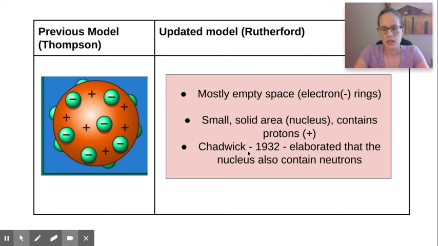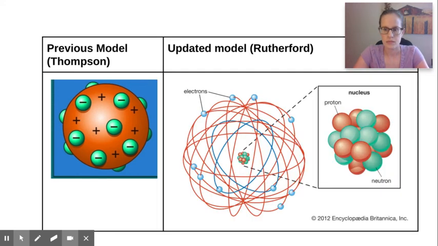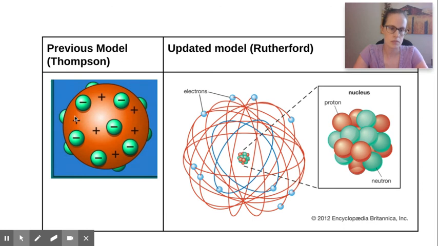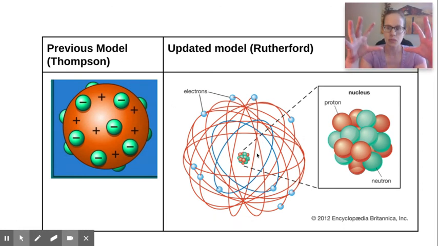James Chadwick in 1932 elaborated on the nucleus. He discovered neutrons. So eventually we figured out that there are protons and neutrons inside that nucleus. So now we've pushed those electrons out of the nucleus. They're no longer evenly distributed, but now they're pushed outside of this nucleus, and we've brought all the protons and the neutrons as a concentrated mass inside of the nucleus.